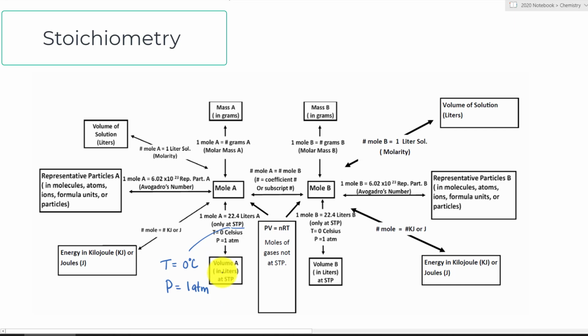Now, if it's not a standard temperature, you have to use this equation. So in your problem, it will tell you whether it is STP or not. So this is where the tricky part is going to be.